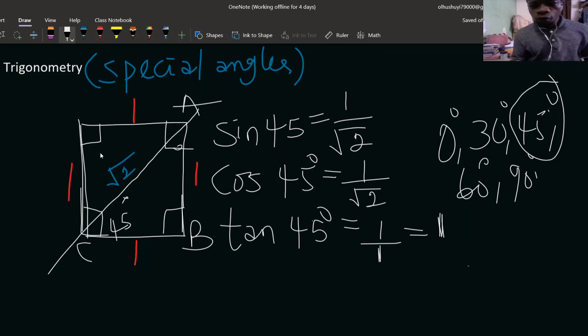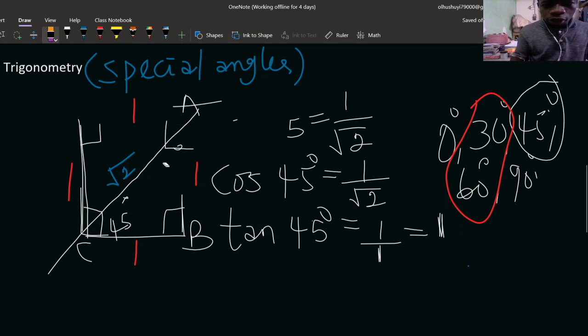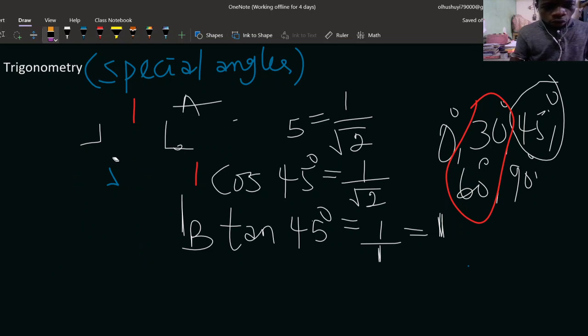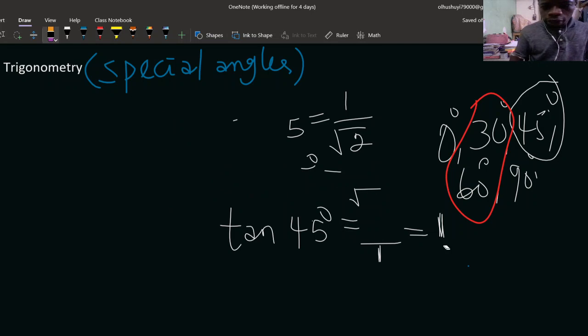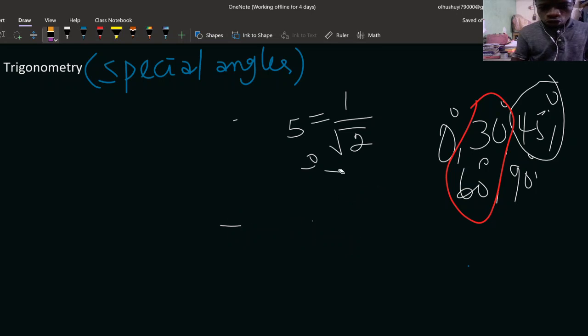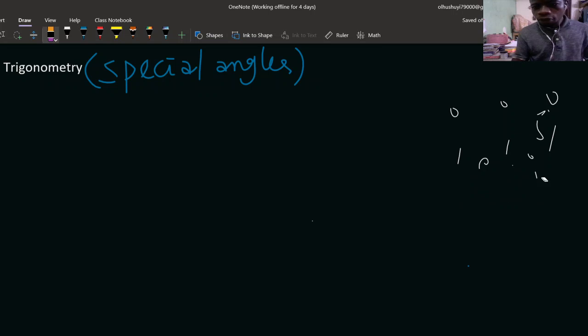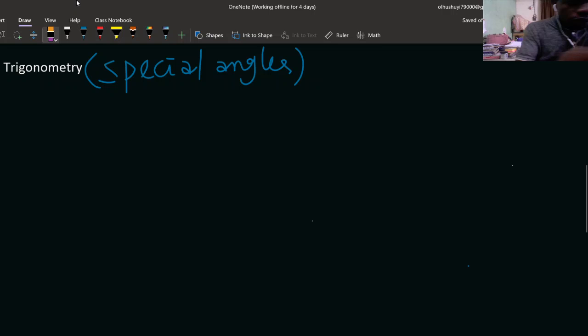Let's find for 30 and 60. If we look for the special angles of 30 and 60, what we use will not be a square. What we are going to make use of is an equilateral triangle. An equilateral triangle. So let me draw one. Since it's an equilateral triangle, let's see what we have.